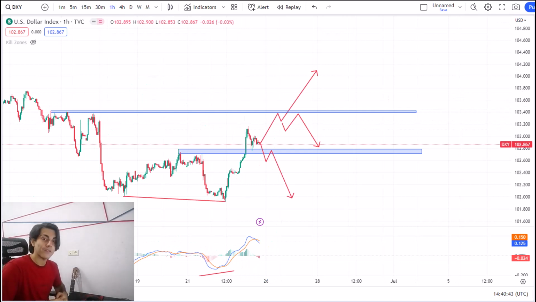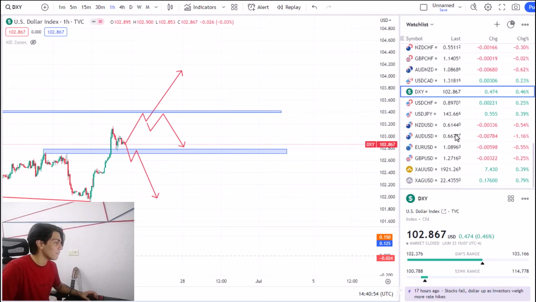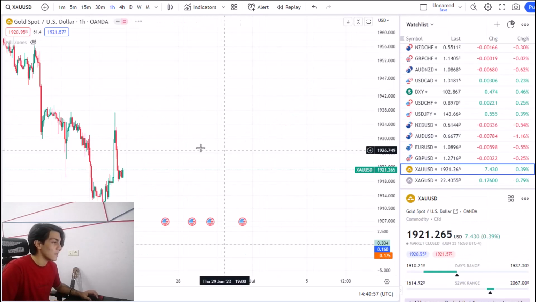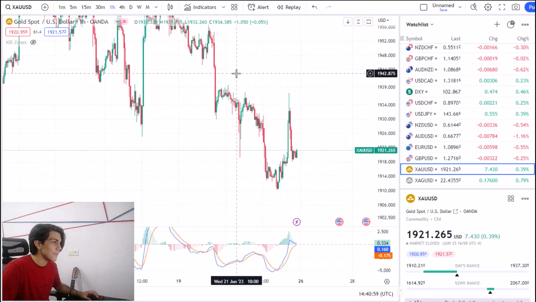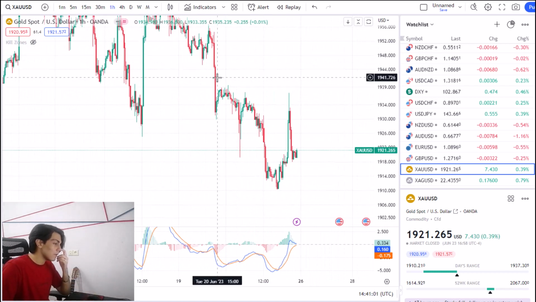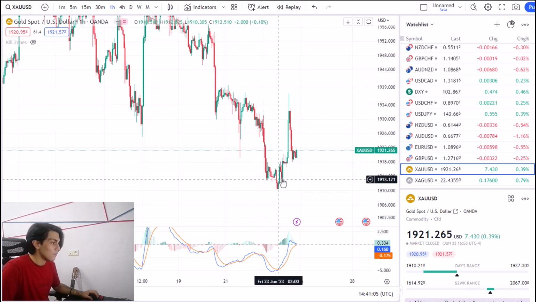Okay, that's it for the dollar. Now let's head to some of our commodities out there. For example, the most famous one, XAUUSD. Okay, now that we are on the 1-hour time frame, there are no divergences that are going to help us with the analysis.